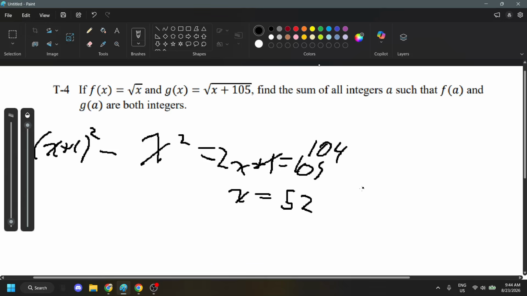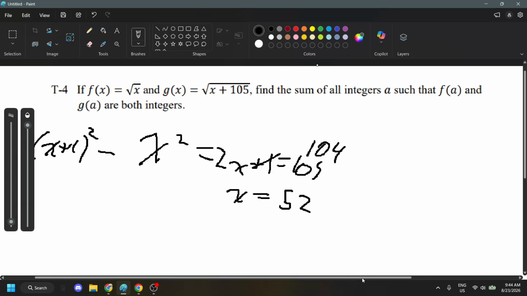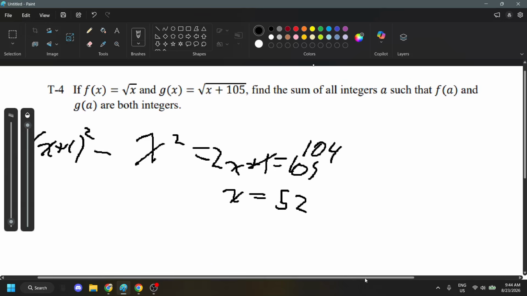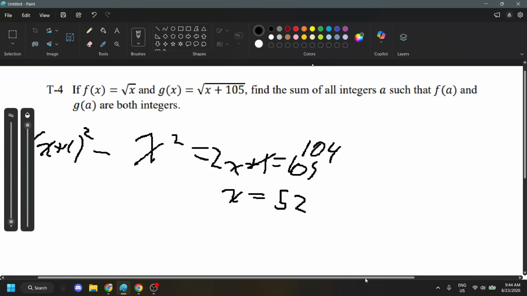So 52 and 53, 52 squared and 5... no, I don't think this is right. Yeah, no. Yes, I think it is. Okay, let me just check.